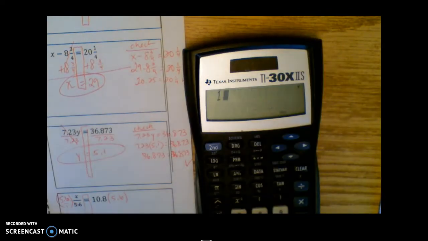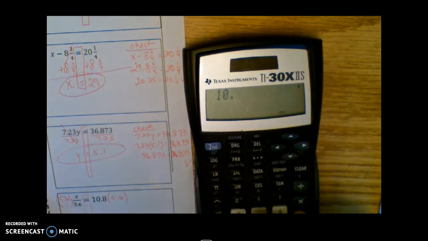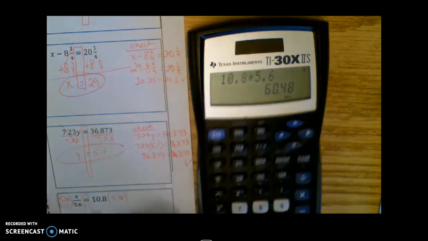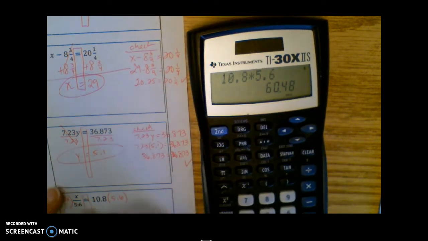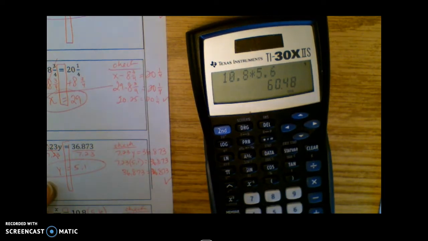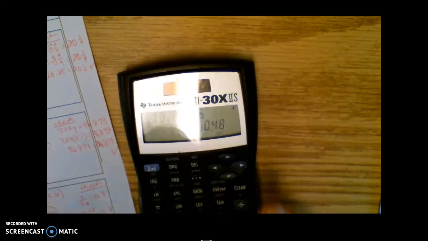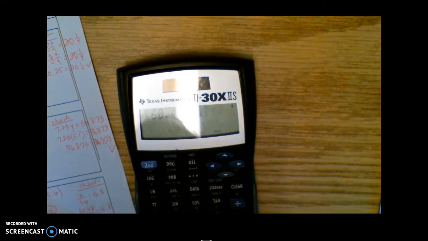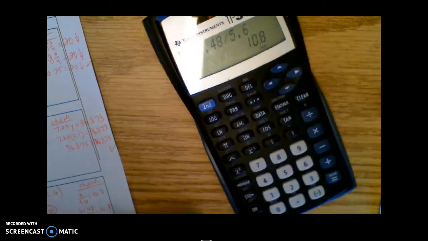And on this side, 10.8 times 5.6 is 60.48. And we're going to check to make sure what we found is really the solution. So we copy our equation and plug in our answer. We want to verify that it really does give us 10.8. So we put in 60.48 divided by 5.6, and we do get 10.8.